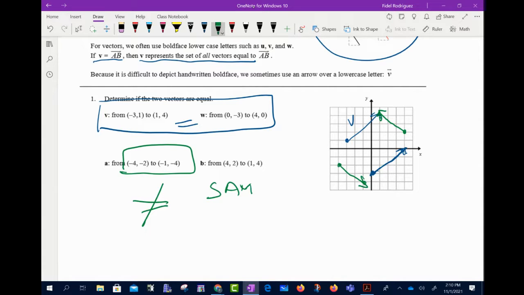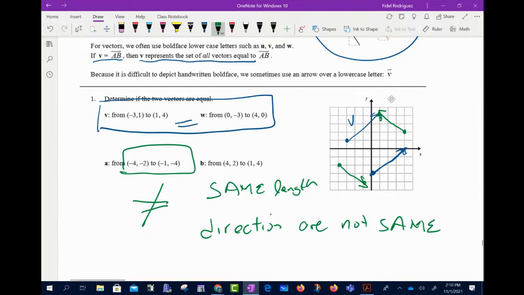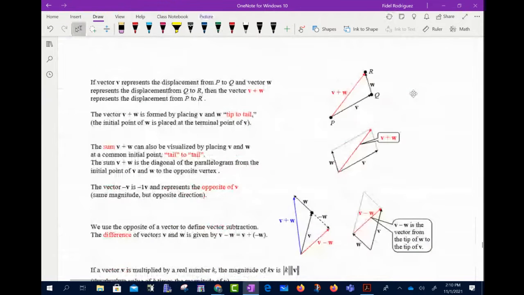They have the same length, but the directions are not the same. And in order for them to be equal, they have to have the same length and the same direction, okay? All right, so let me keep scrolling over here and see what else we can find.